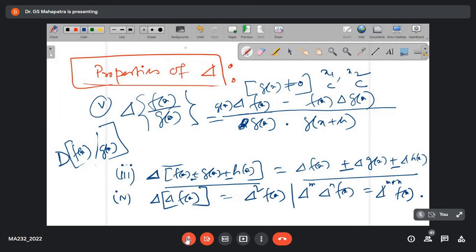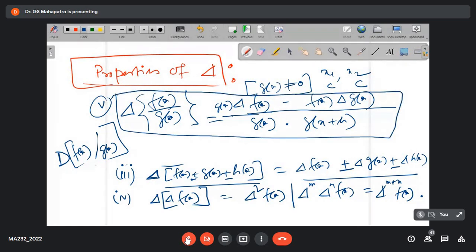So now this is the answer. What is the answer? g of x operator on f of x minus f of x operator on g of x, divided by g of x into one increment of g of x, that is g of x plus h. Fine. So this is the formula for the division of two functions f of x and g of x, if you want to take the operator del.